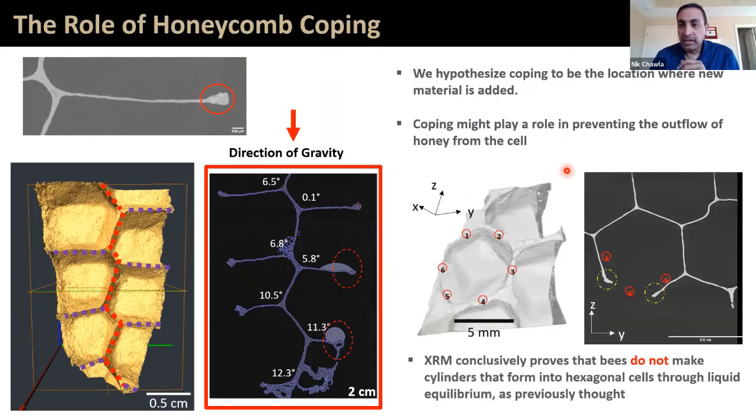So, and here again, I think is conclusive proof that the bees do not make cylinders that transition into hexagonal cells. You can see here a cell that actually has 5 walls to it, and the bees are now constructing the 6th wall. So you can see that the construction process takes place wall by wall by wall. And so the cylindrical hypothesis appears to be disproved by our 4D data here.